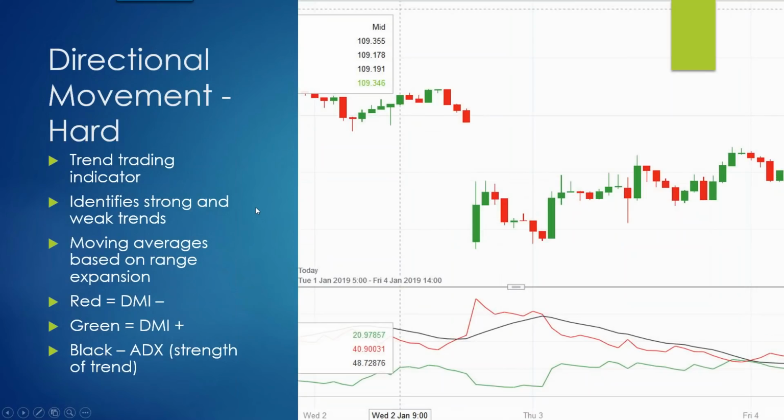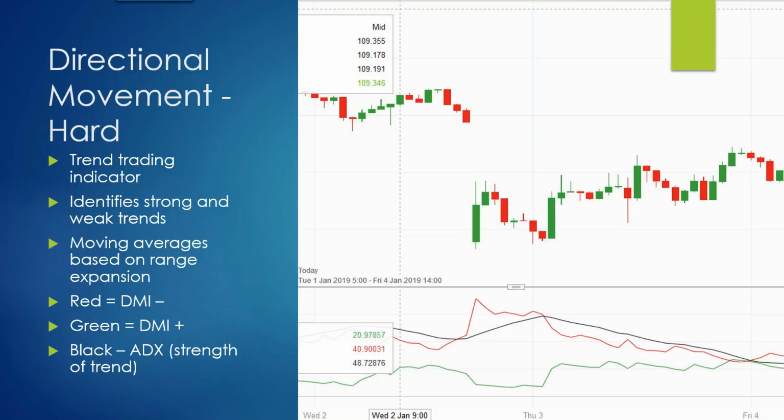Now, you also have the directional movement, and it is pretty hard. This one took me quite a long time to understand, but it actually identifies trend trading opportunities. It will identify when the trend is strong and when the trend is weak. And it is also non-directional. That's also what makes it hard for new traders.